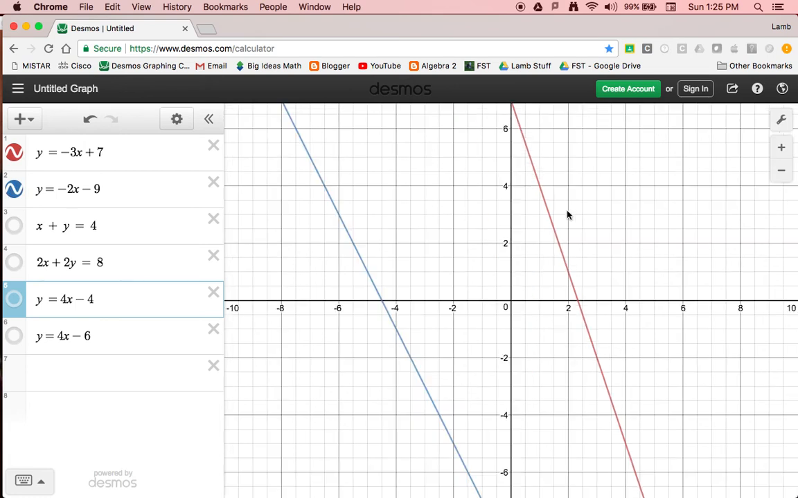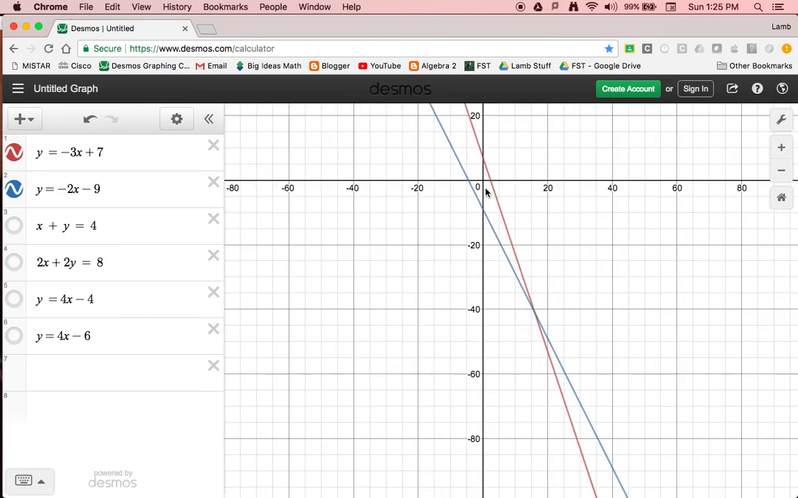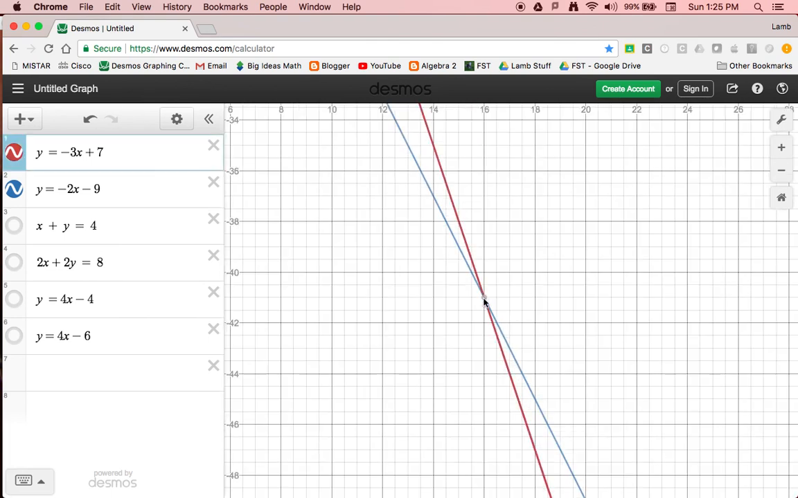You can see I've got, this one is negative 3x plus 7. This one is negative 2x minus 9. You can see they're going at different slopes, and that they're kind of angling towards each other. You can see where they cross. They cross right here. What's that coordinate? At 16, negative 41. That's the common solution. If I were to plug 16 into this function right here, I would get an answer of negative 41, because 16 times negative 3 is negative 48 plus 7, negative 41.